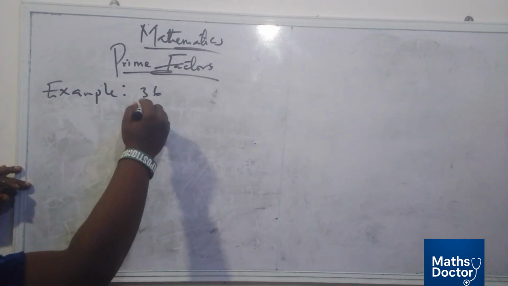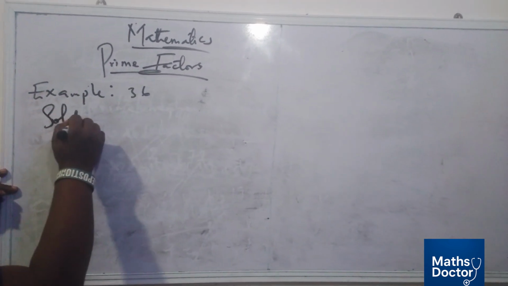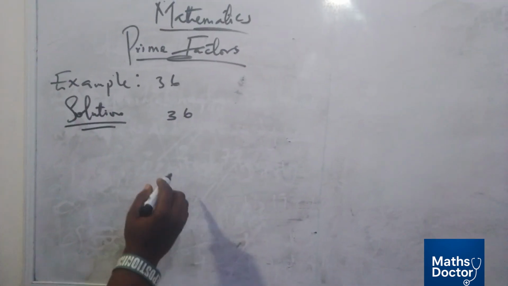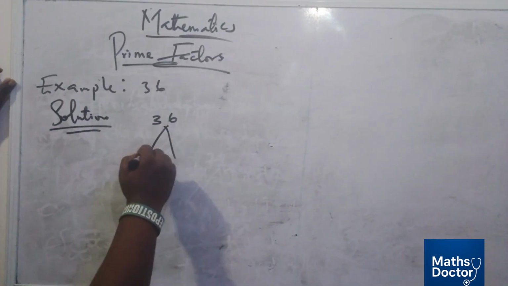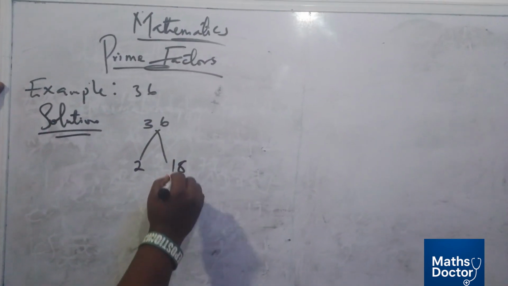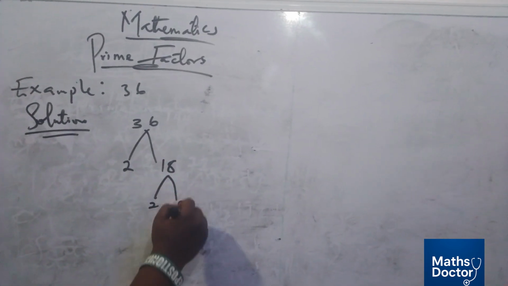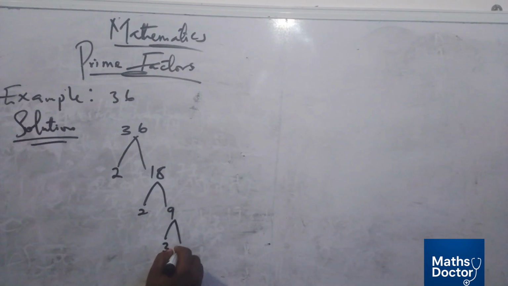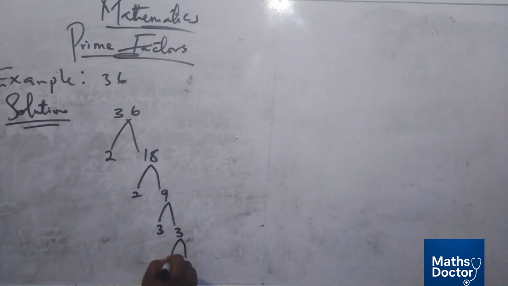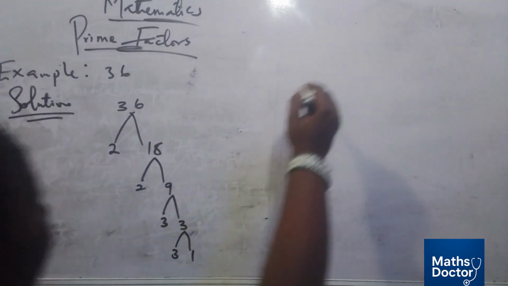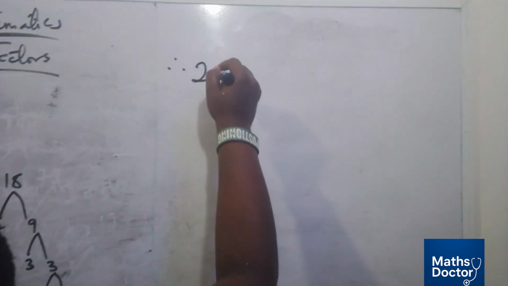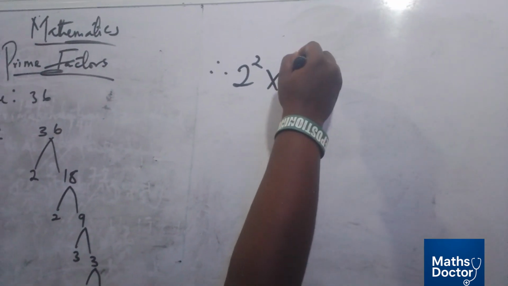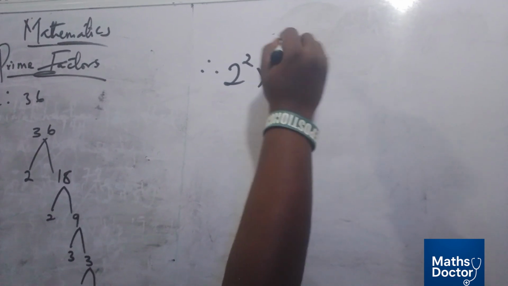Now, let's go. Solution. 36. 2 goes here is 18. And then 2 goes here is 9. And then we have 3. 3 goes here is 3. And 3 here is 1. Therefore, we have 2 raised to power 2 and then 3 raised to power 2.